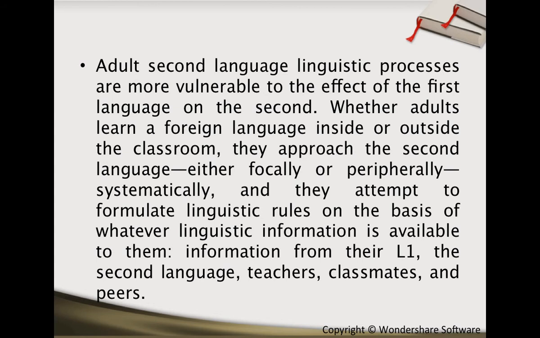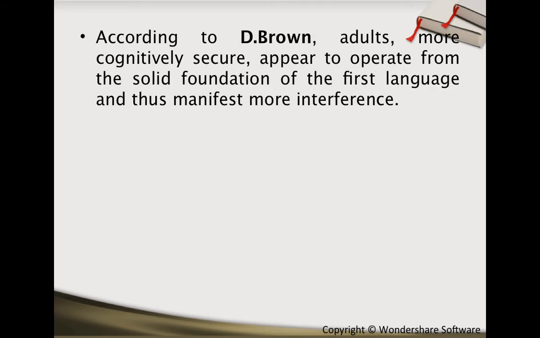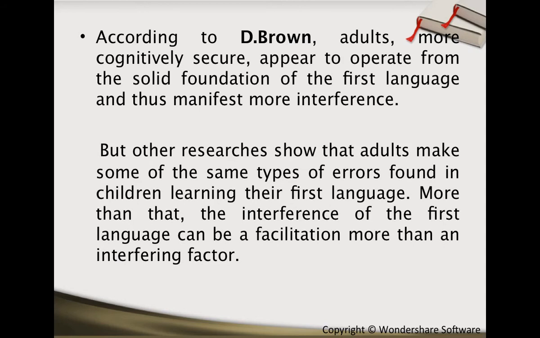So this is the main idea. According to Douglas Brown, adults are more cognitively secure, and Zakaria talked about these aspects of security in learning language among adults. They appear to operate from a solid foundation of the first language and thus manifest more interference. So there is an idea. However, researchers show that adults can make some of the same types of errors found in children learning their first language. Again, this is what I've just mentioned. More than that, the interference of the first language can be a facilitation, more than an interfering factor.